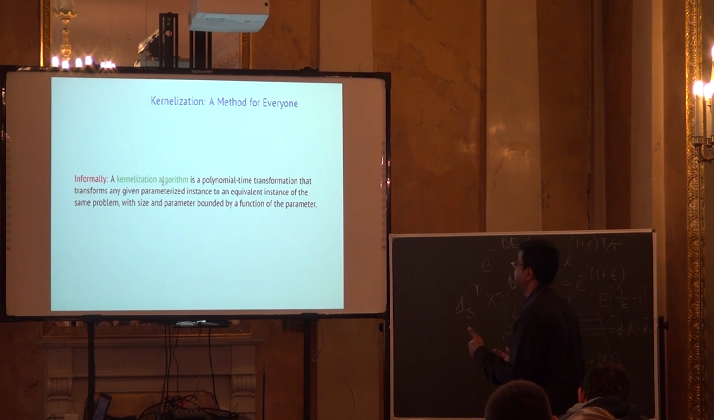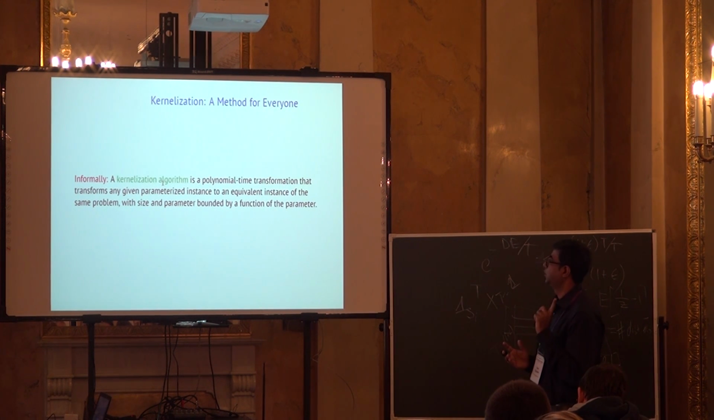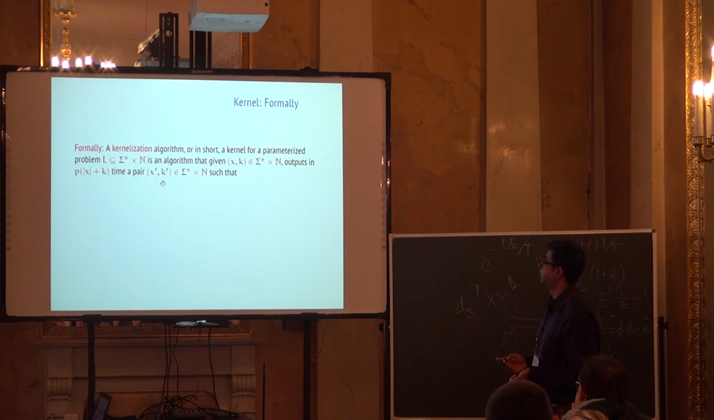First of all, it's a polynomial time transformation that transforms any given parameterized instance to an equivalent instance of the same problem with size and parameter bounded by a function of the parameter. Now, that's a mouthful, so let's go through what it means.